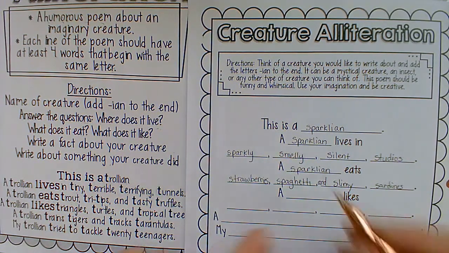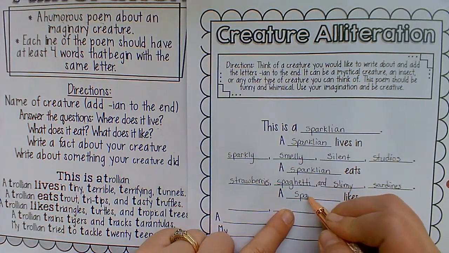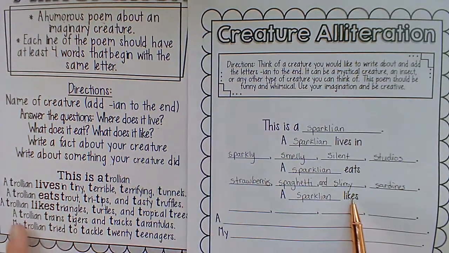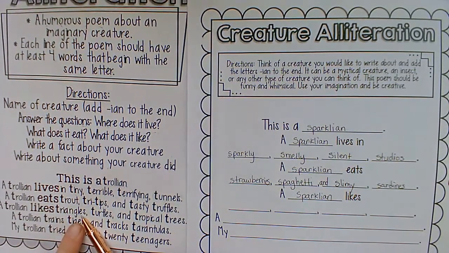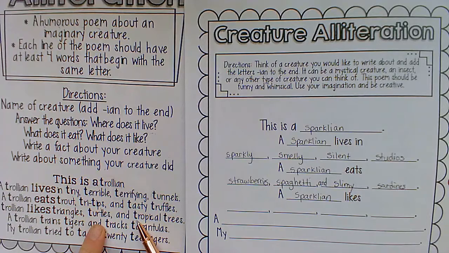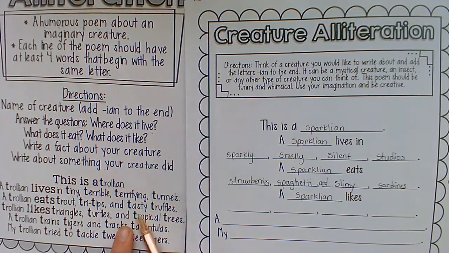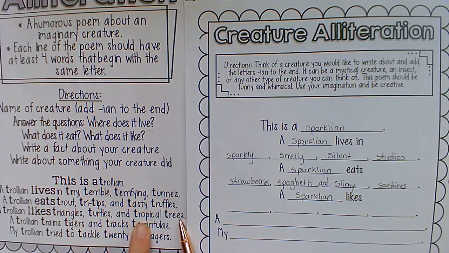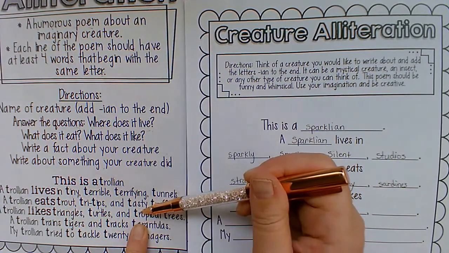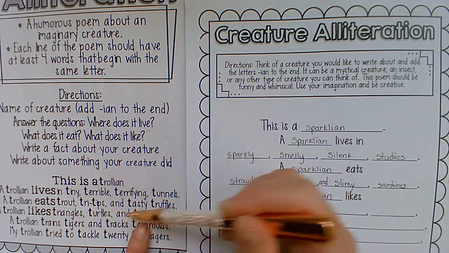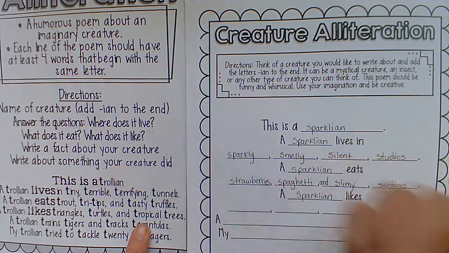All right, moving on, we're going to put our creature name again here. A Sparklian likes. So looking over here, likes triangles, turtles, and tropical trees. Okay, again, I like that the last 2 words went together. So there was a describing word for the trees, tropical trees. So instead of 4 different things that the Trollian likes, there's 3 with the describing word again. And I like that they didn't use necessarily food again. So this is separate things.